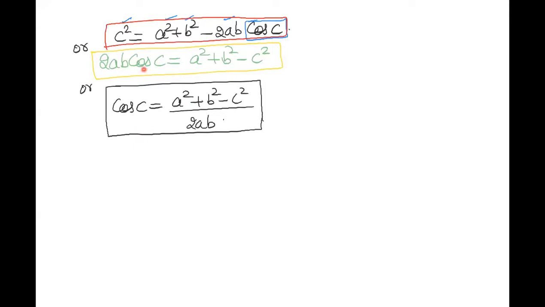Also, if we have 2ab cos C type of thing, then we should be able to think of a² + b² − c². Whatever sides we have, that is squared, and whatever angle we have, that is in subtraction.